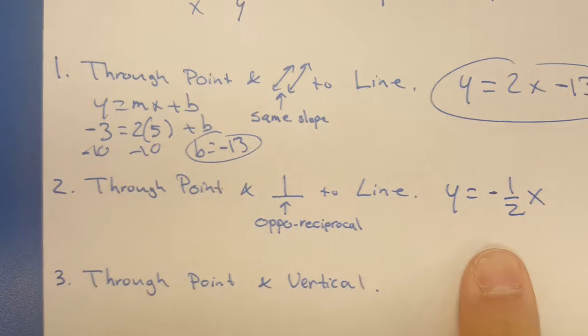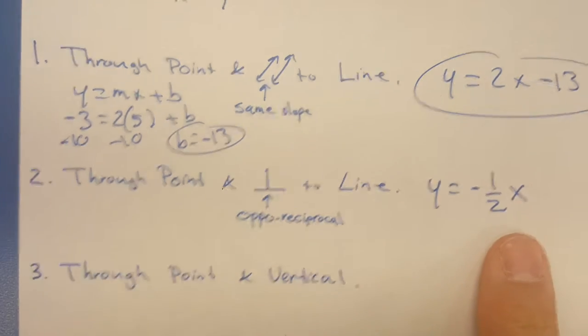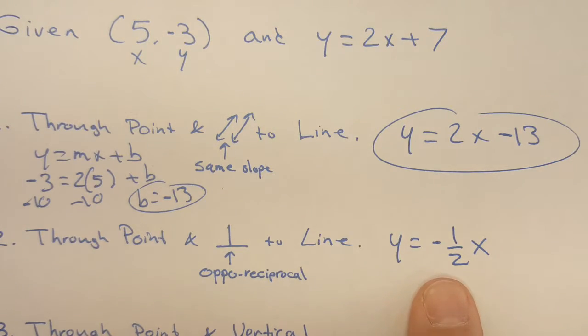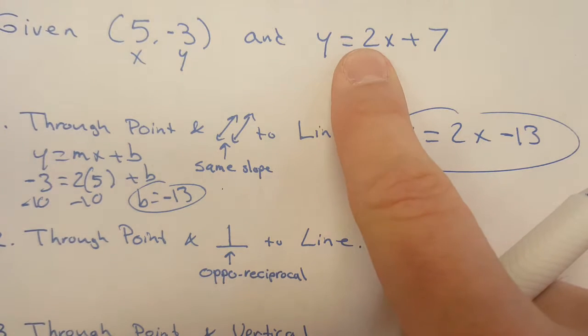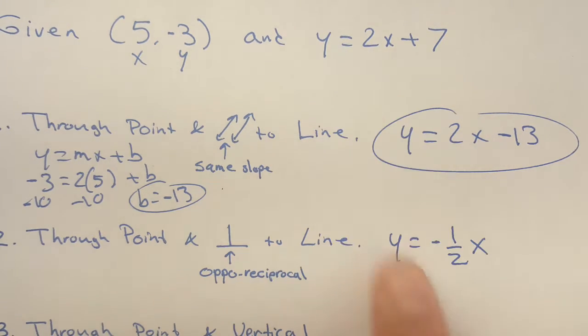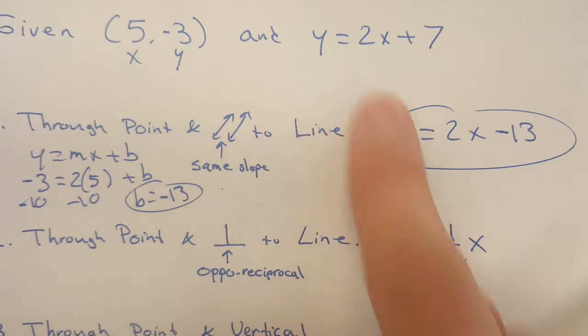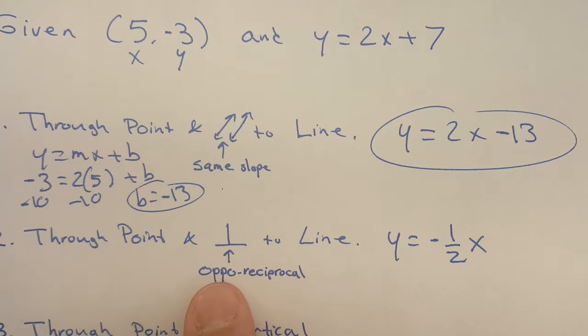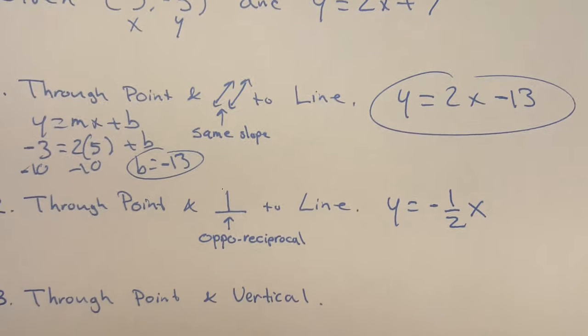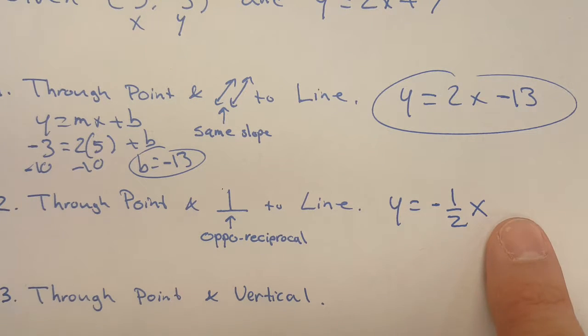So I know my equation needs to be y equals -1/2 x. -1/2 is the opposite reciprocal of 2. You flip it and you make it opposite. If it's positive, this one's negative, and if this is a whole number, you flip it. You've got to do those two things: make it opposite and reciprocate it. Okay, I'm going to do the same thing. I've got to find the y-intercept now.